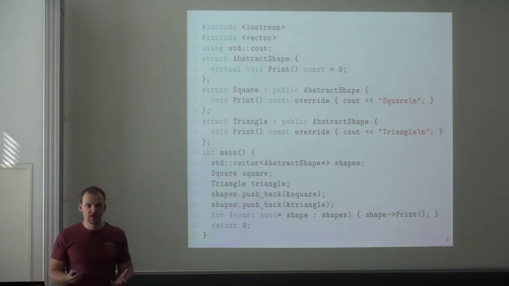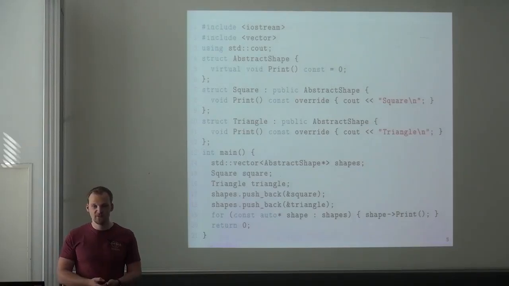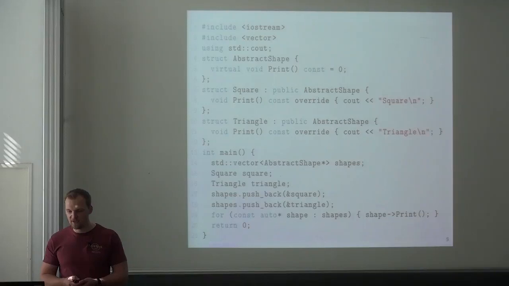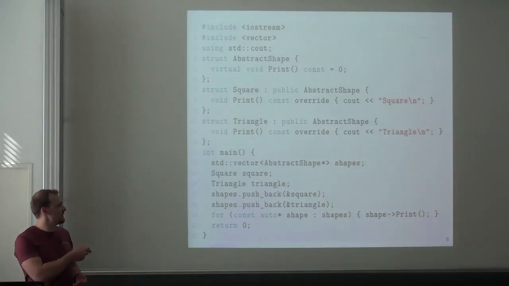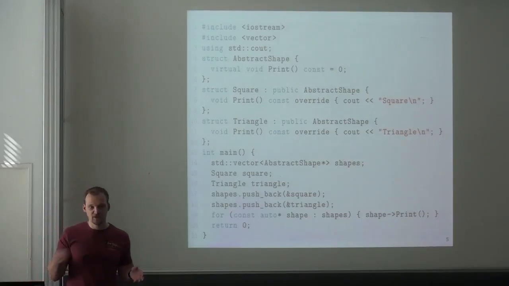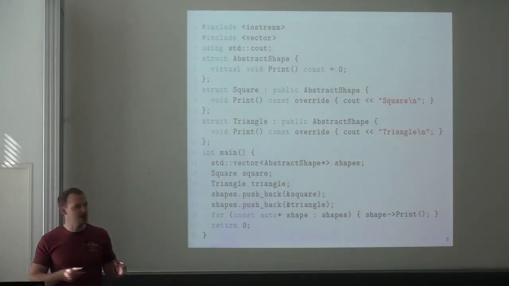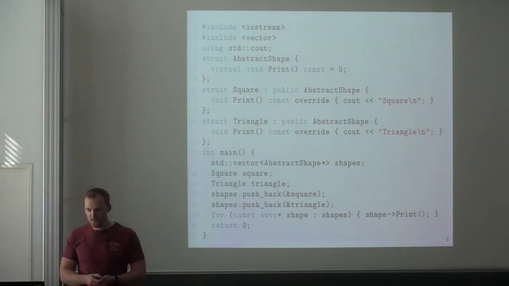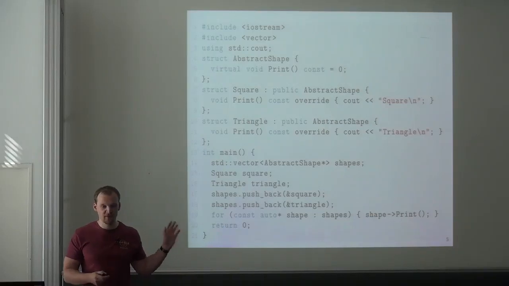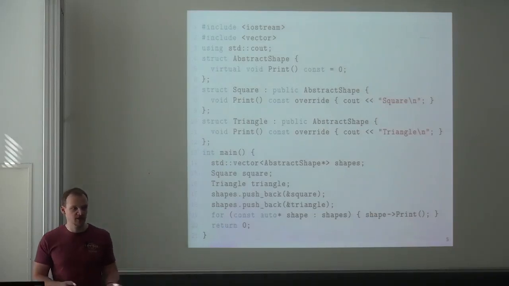It just has the pure virtual functions, so they must be overridden by somebody else. And that is exactly what happens in square and triangle. They're both children of the abstract shape. So you can say that a square is an abstract shape and a triangle is an abstract shape. And they override these print functions to print square and triangle respectively.